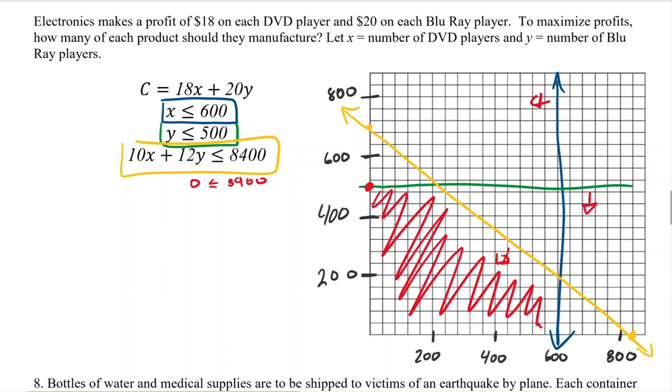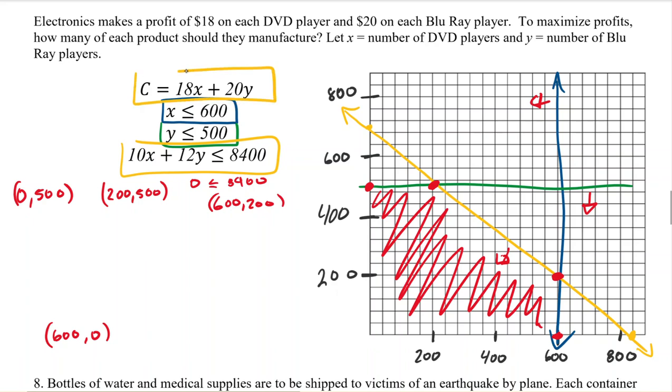So we've got a vertex here at 0, 500. We've got a vertex here at 200, 500. We've got a vertex here at 600, 200, and we've got a vertex here at 600, 0. And we're going to be plugging in those numbers into our objective function right here.